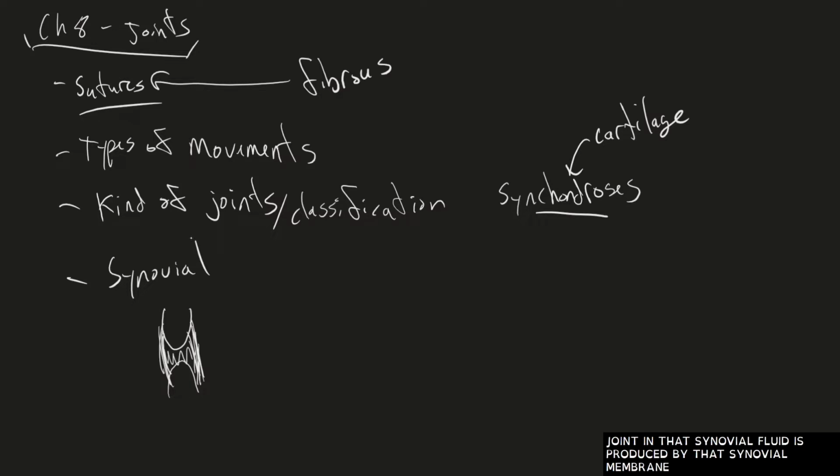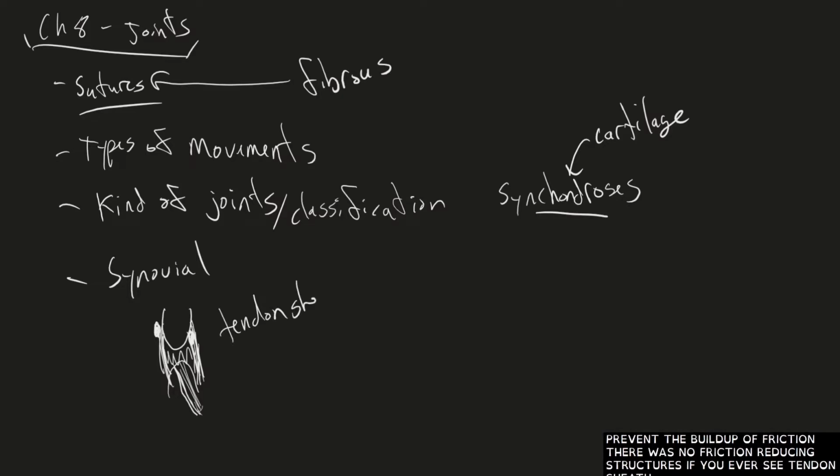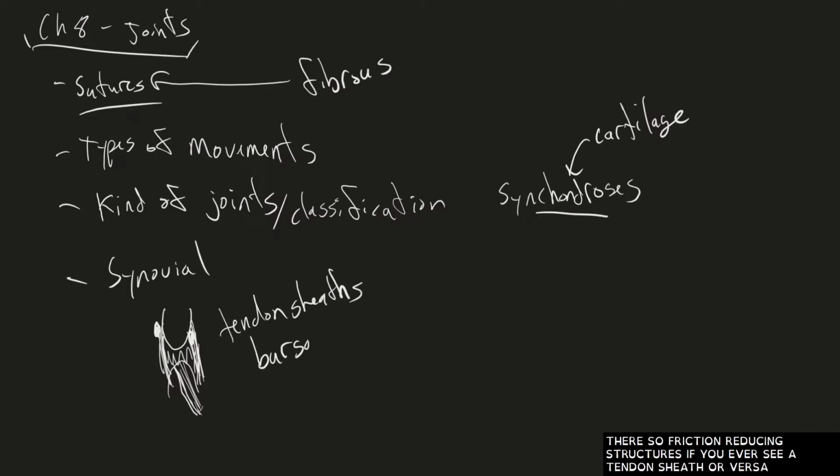Around these joints are also likely to be little bursae, these little sacs that prevent the buildup of friction in that region, and also tendon sheaths. If a muscle were to connect into this region, it'd be surrounded by a tendon sheath to prevent the buildup of friction there. So if you ever see tendon sheaths or bursae, all of those are friction reducing structures.